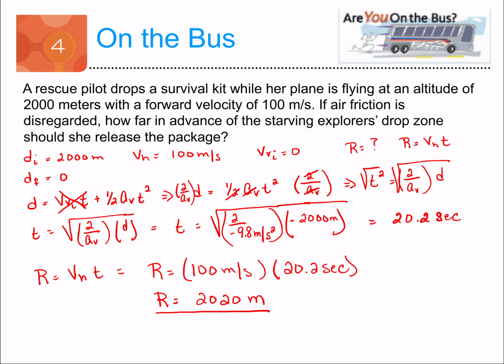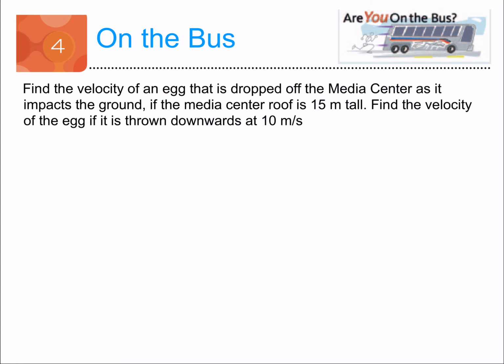Our next problem we want to look at, we are looking to find the velocity of an egg that is dropped off a media center as it impacts the ground. The media center is 15 meters tall. And we're also asked to find the velocity if it's thrown downward at 10 meters per second. So basically we have two parts.